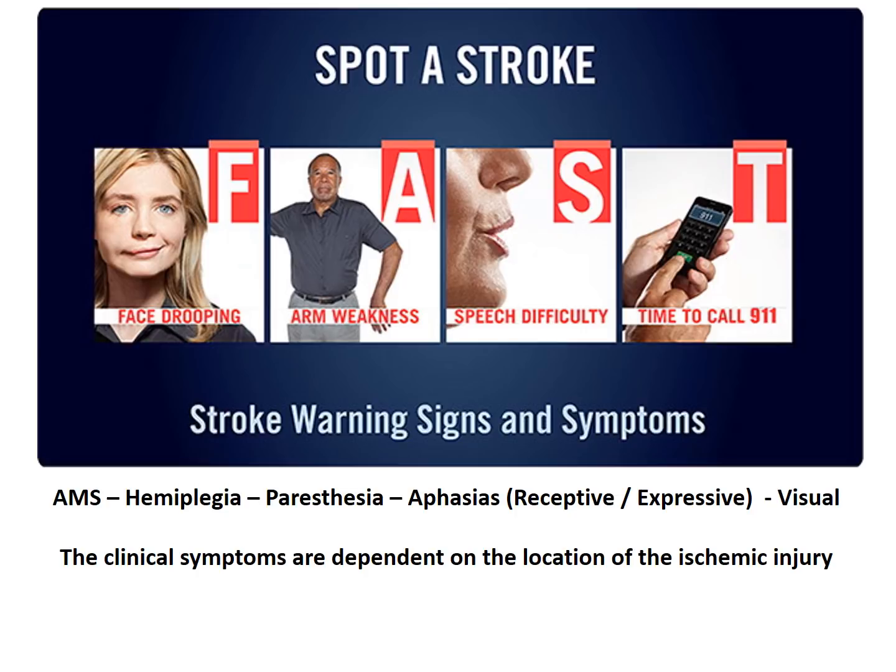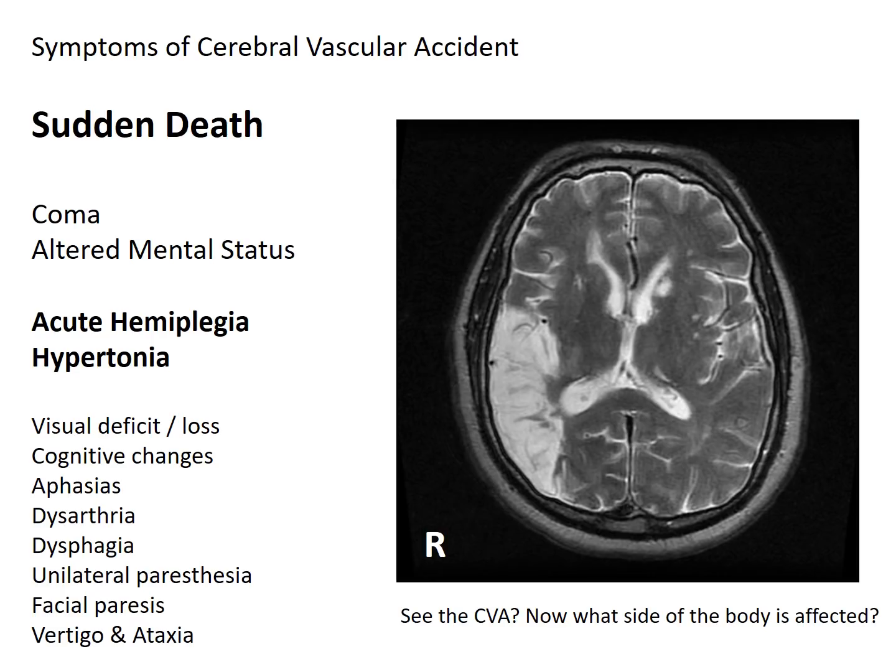So the signs and symptoms that an individual develops due to a stroke are due to the location of the injury. And again, I wrote on here location of the ischemic injury, but it can also be hemorrhagic injury as well. So signs and symptoms of a stroke. A massive stroke can certainly lead to sudden death.